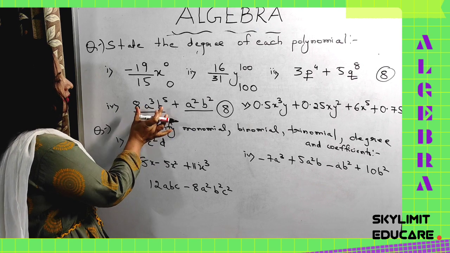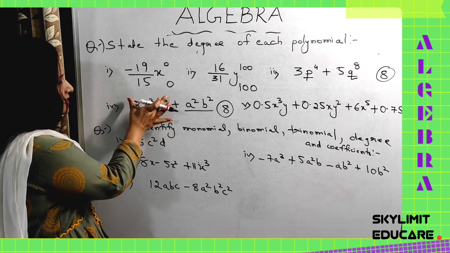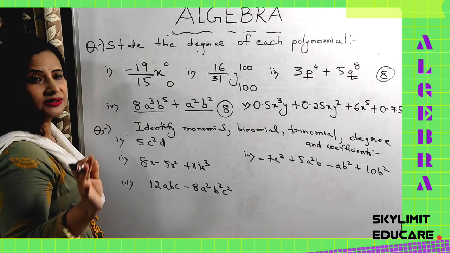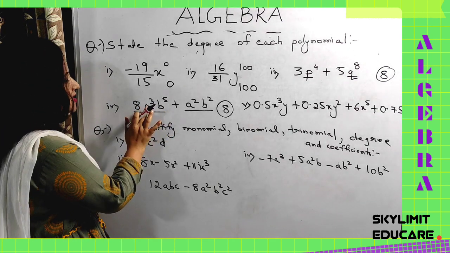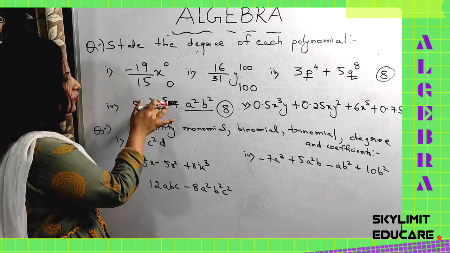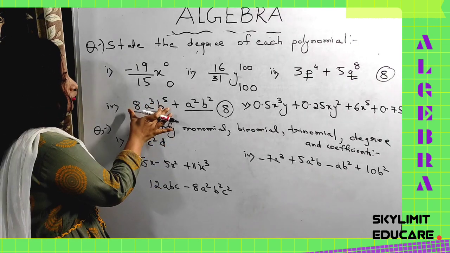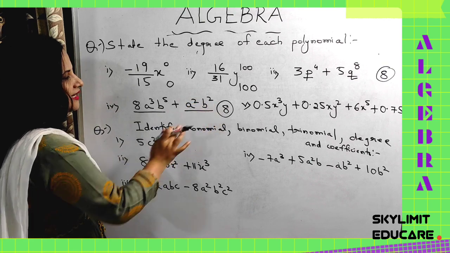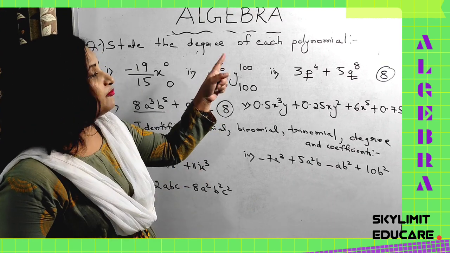In this case you are adding because it's a single term. A single term having more than one variable. When a single term has more than one variable, that is when you add the powers. So for this term it is 8 and for this term it is 2 plus 2, 4. Which is greater? 8 is greater. So 8 is the degree of the polynomial.